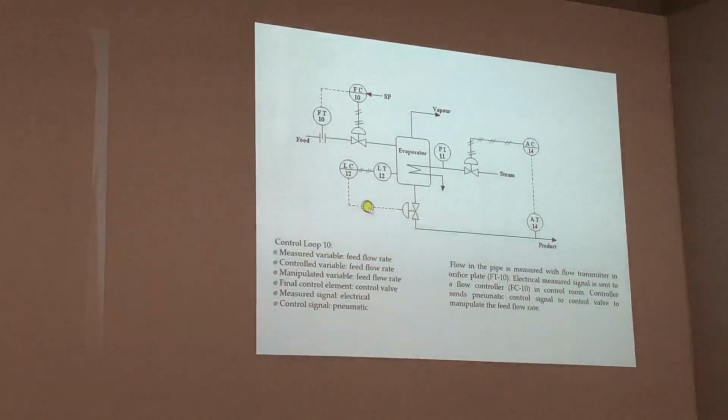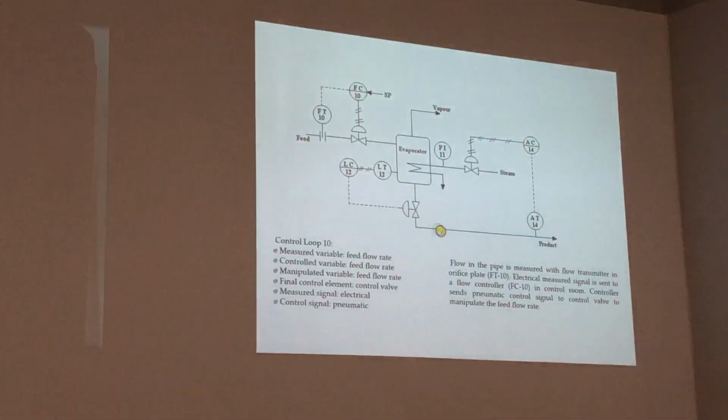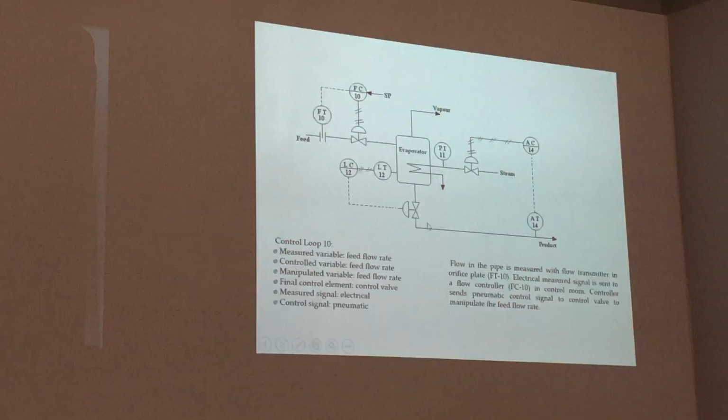The manipulated variable, what is it for loop 12? The flow rate of output, right? Or your product, because if you open and close this valve, your flow rate will be affected. So you manipulate the output flow rate, okay? And then your final control element is also a control valve. The measure signal is pneumatic. The control signal is electric for loop 12.